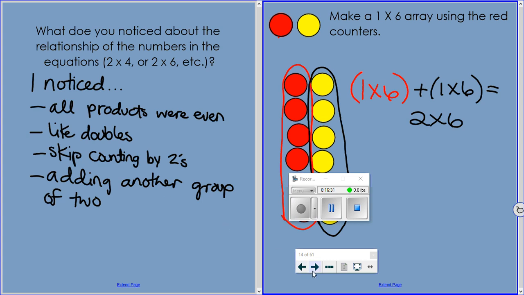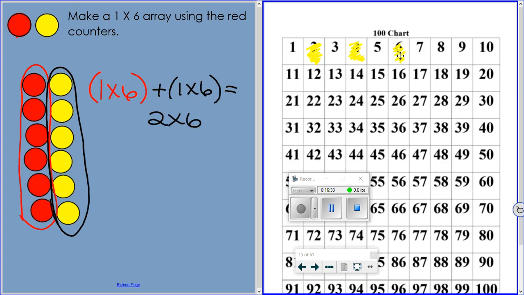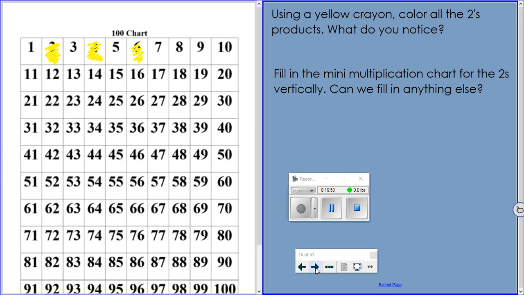Adding another group of 2. So if I was at 6 and I was stuck, could I count on 2 more? Yes. 6, 7, 8. Color in the 8. 8, 9, 10. I can just add on another group. Alright, I'm going to give you a few more seconds to color.